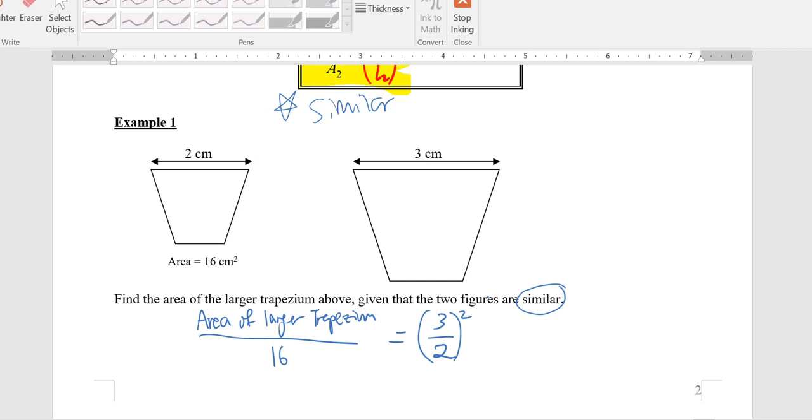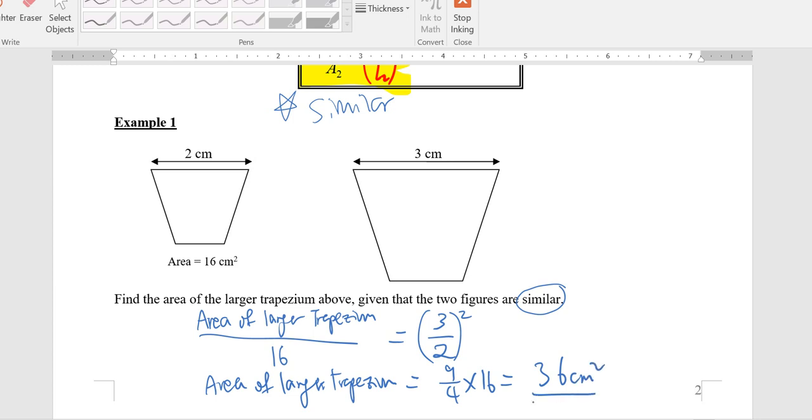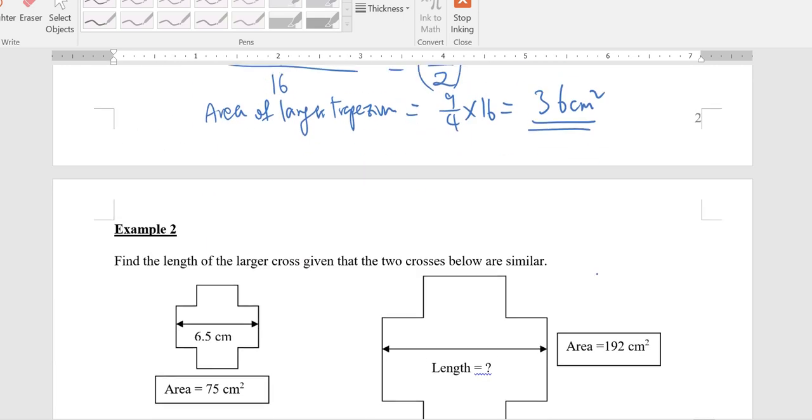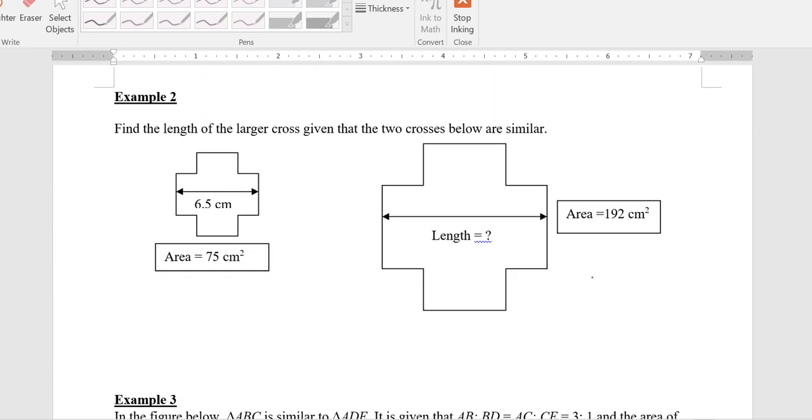Okay, so to find the area of the larger trapezium, we can now multiply both sides by 16 to obtain the final area of 36 cm squared. Okay, so this is for example 1. Now let's look at example 2.